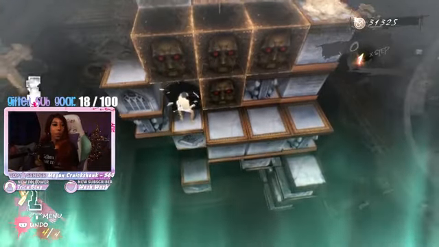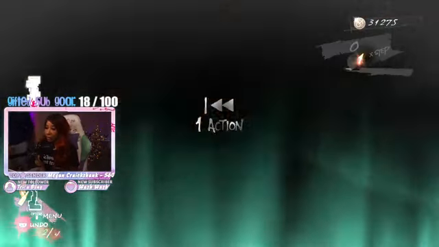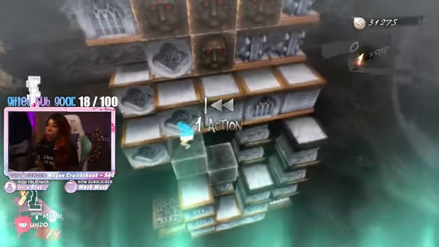Imagine being at the second checkpoint and there's nothing you can do. Are you having some trouble? Shut the fuck up. You can always go back and undo. And go back where?